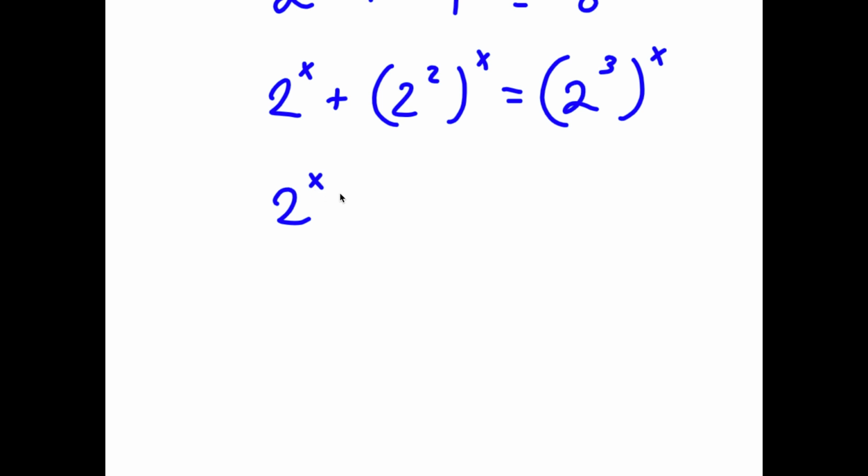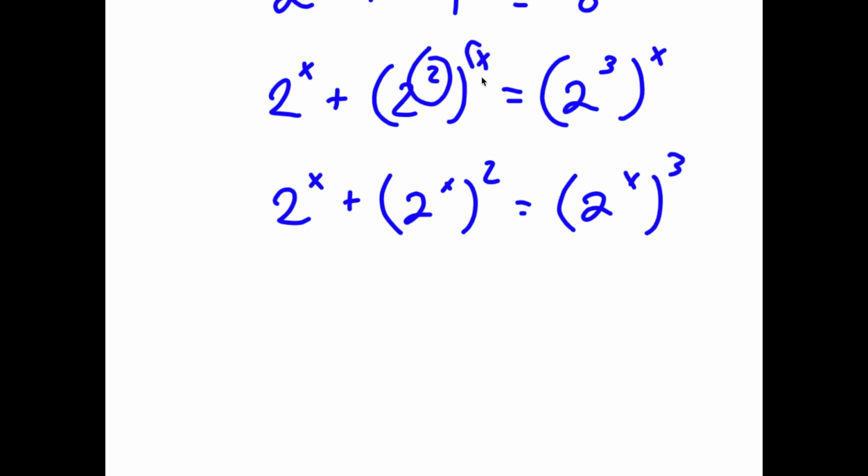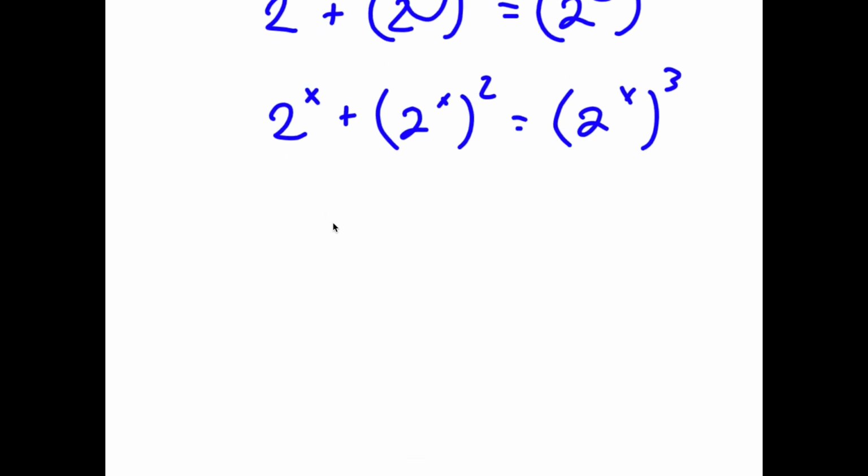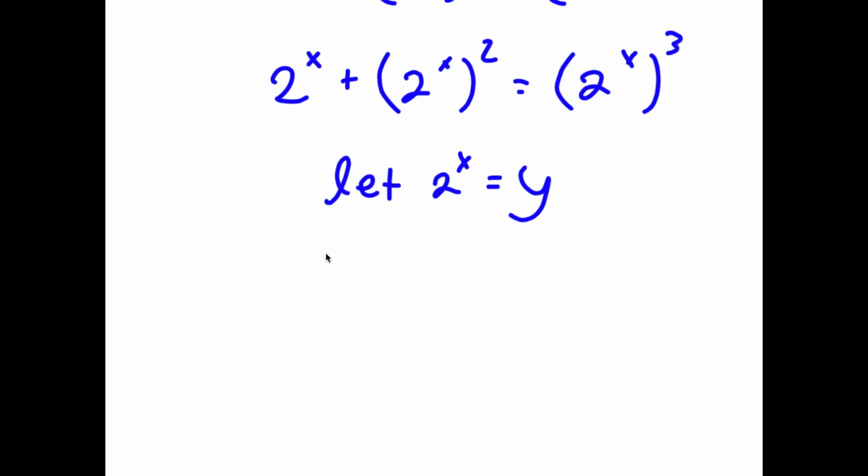Now I'm going to rewrite this as 2 to the power of x plus 2 to the power of x to the power of 2 is equal to 2 to the power of x to the power of 3. All I did was switch the places of these two exponents. Now I'm going to let 2 to the power of x equal the variable y. So now I have y plus y squared is equal to y to the power of 3.